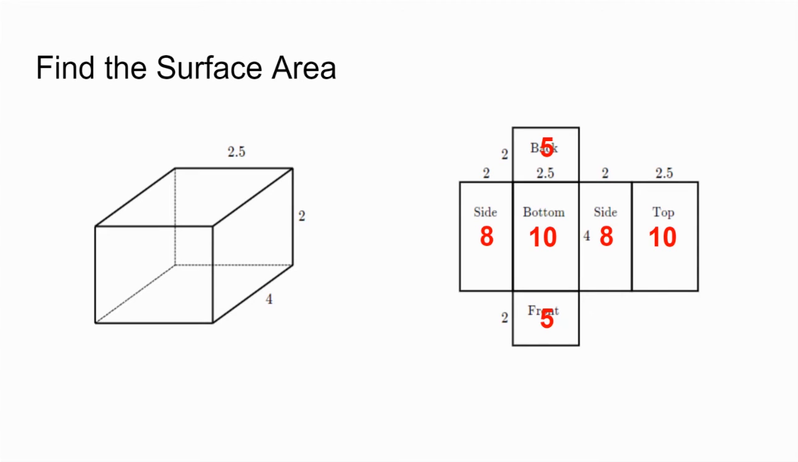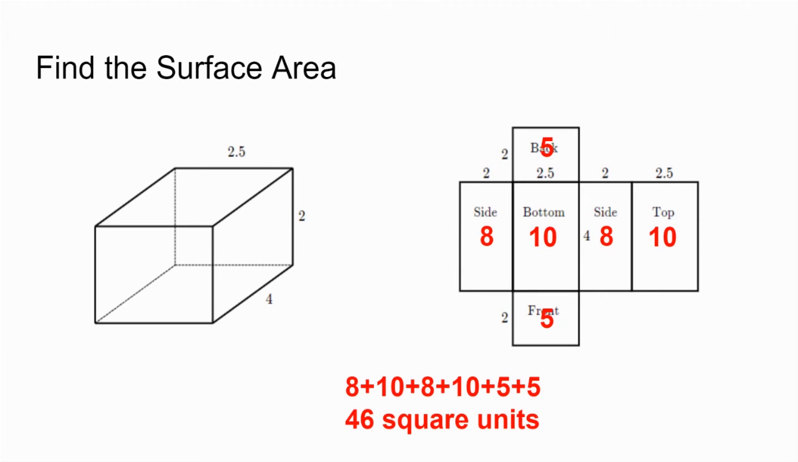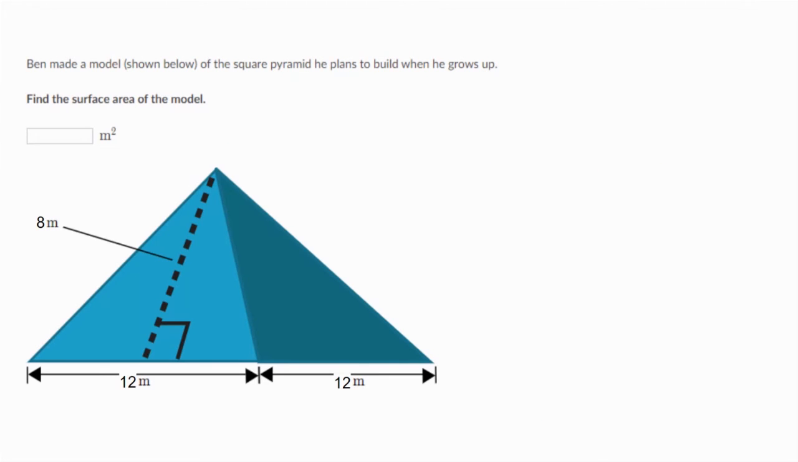So now that I know all the individual areas, I'm going to add them all up. 8 plus 10 plus 8 plus 10 plus 5 plus 5. And I get 46 square units. Area, lateral area, surface area, they're all in square units. Square inches, square centimeters. Since this isn't labeled, we're just going to say square units. Okay, let's do another example.